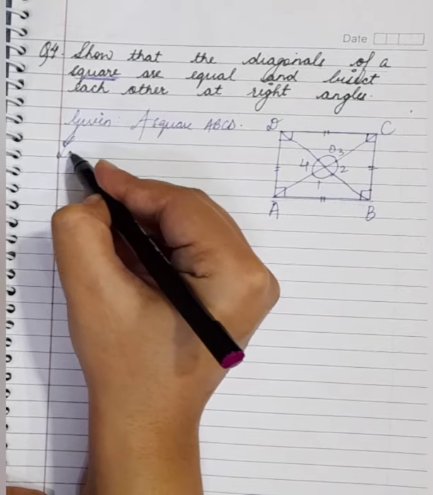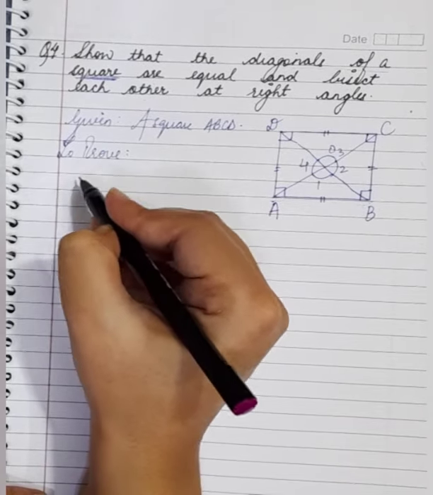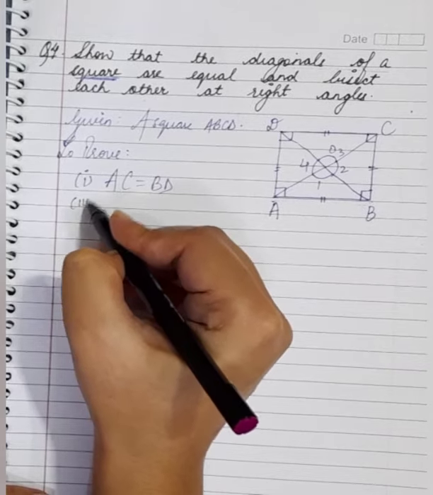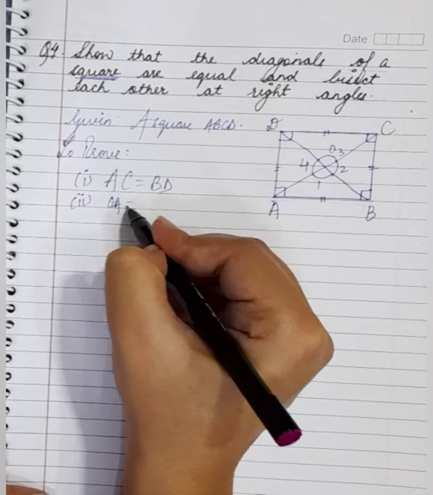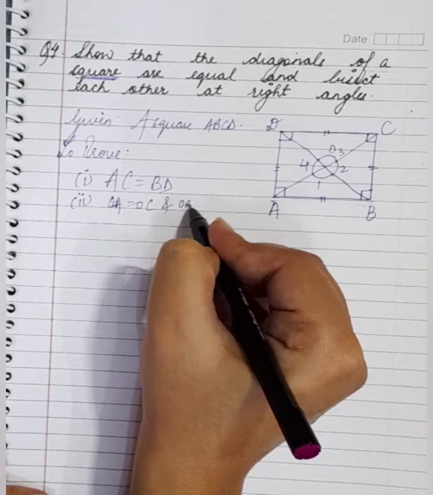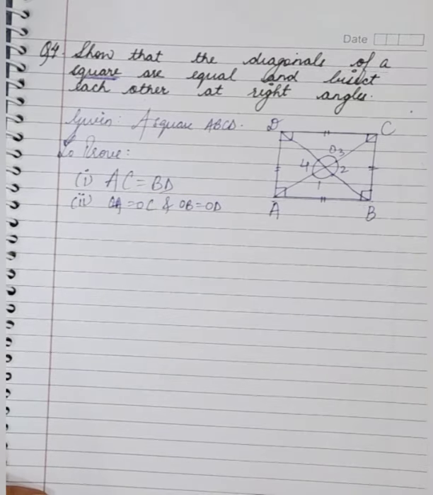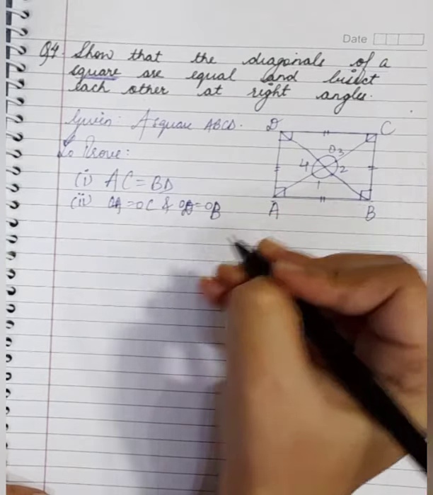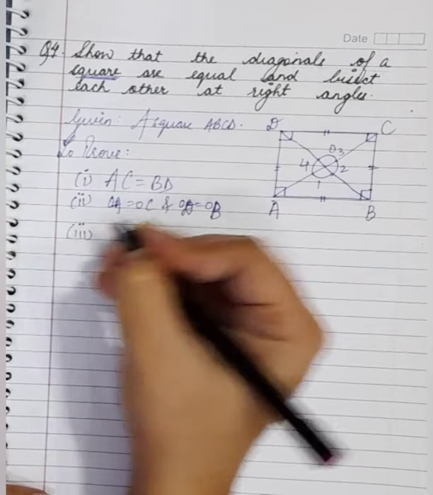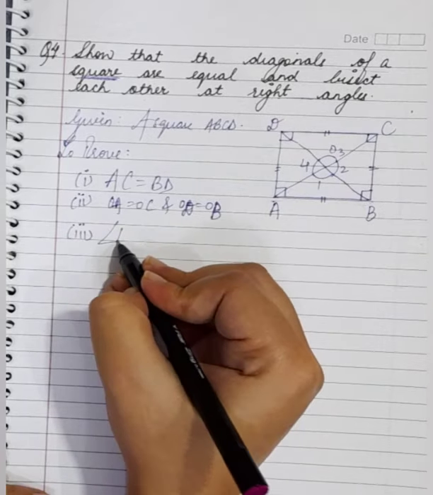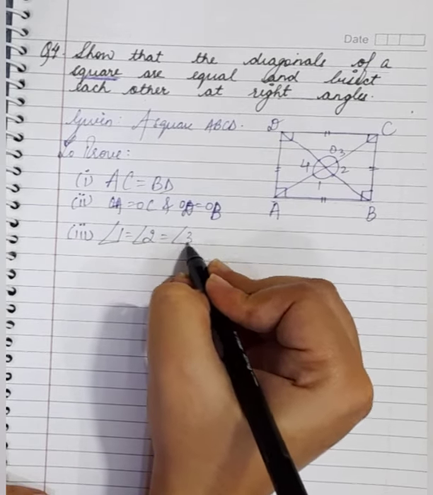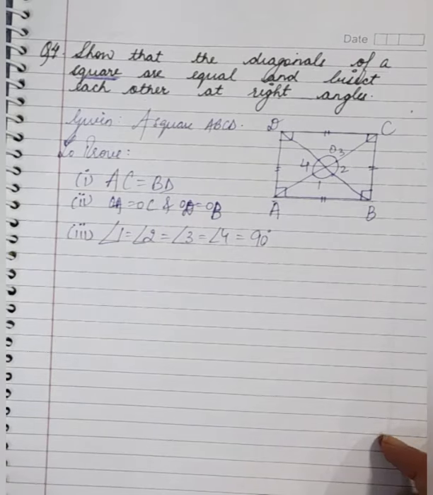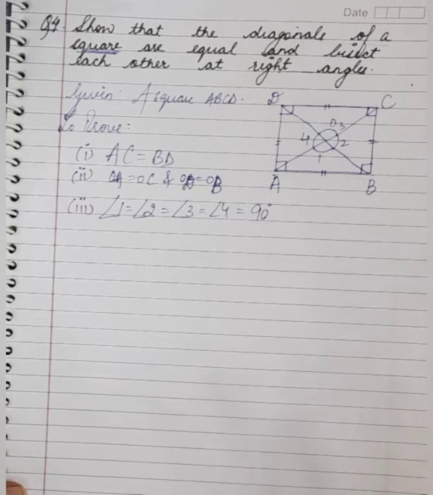So what is to be proved? 3 parts. The first part is diagonals are equal. The second part is the diagonals bisect each other, or OD is equal to OB, you can write. And the third part is they are bisecting at 90 degrees. That means 90 degrees is being formed in the center. So 3 parts are to be proved here. Okay, so let's start.